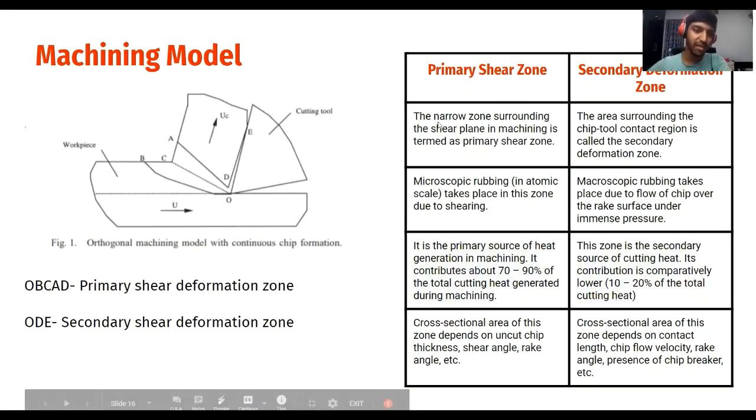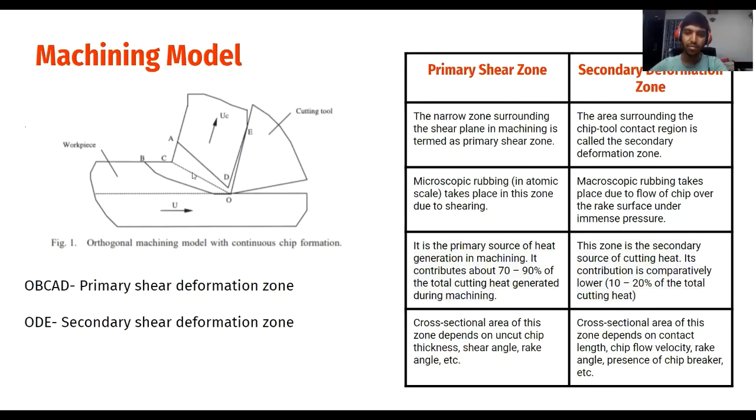Next, we talk about the machining model. Here we discuss two types of shear deformation zones. First is the primary zone, which is bounded by OBCAD. Second is the secondary shear deformation zone, which is bounded by ODE. Here we look at some of the common differences between them. The first one is just the description of the area. Like I said, OBCAD is the primary one and ODE is the secondary one. Next, we look at some of the more important ones. In the primary shear zone, microscopic rubbing takes place due to shearing.